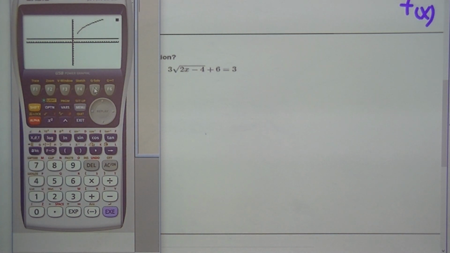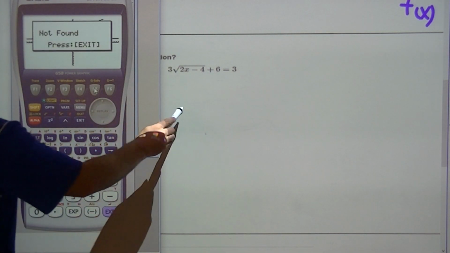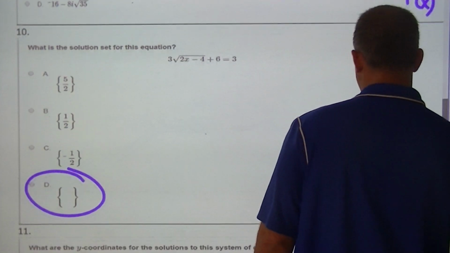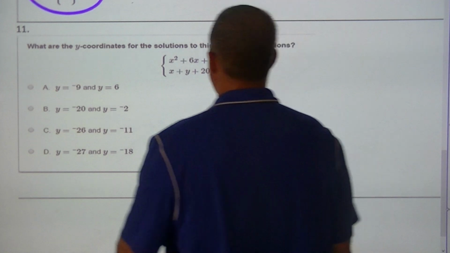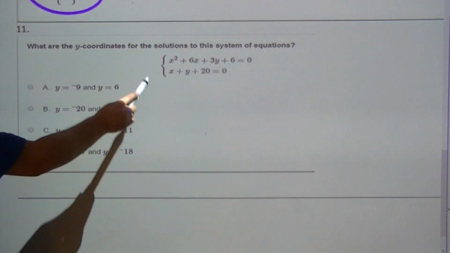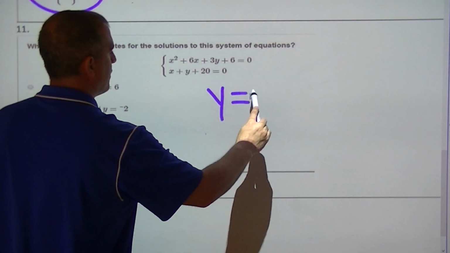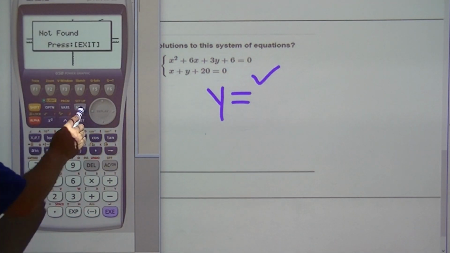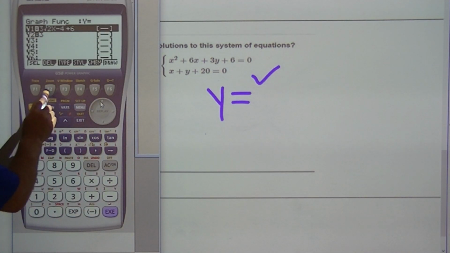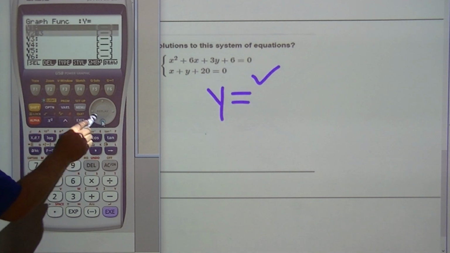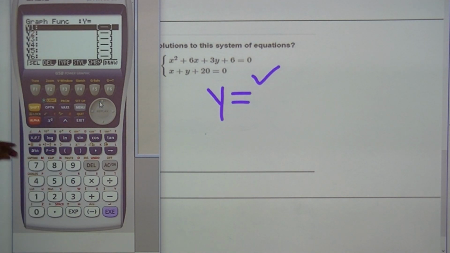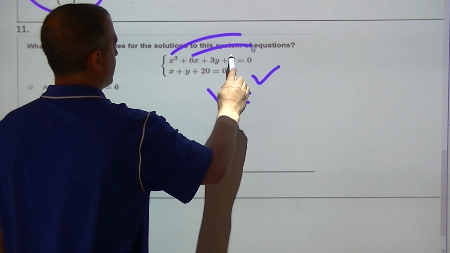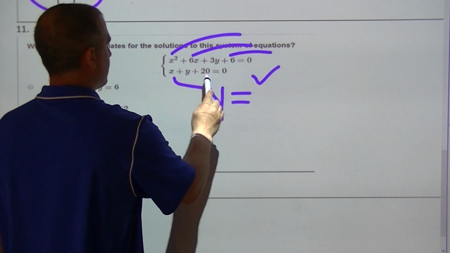G-solve intersect. Clearly there's no intersection, so that's going to be this one. Alright, moving on. 12. Now what I want to do on 12 is get both into y equals. In order to do that, I'm going to have to move everything away from y. So I got to move this, this, and this. And on this one, I'm going to move this and this.